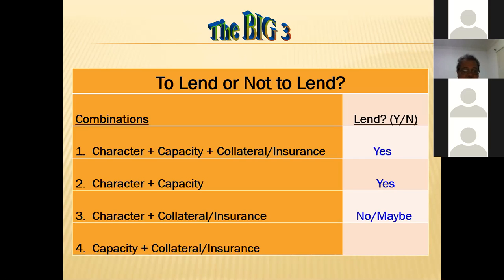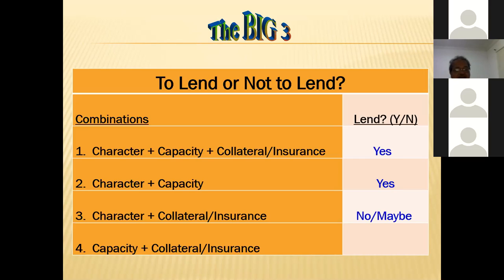Generally speaking, if the person has a lot of collateral and good character but no capacity, it's a no. But the maybe will be like in the example I gave, if you can turn a collateral into a profit-making venture.